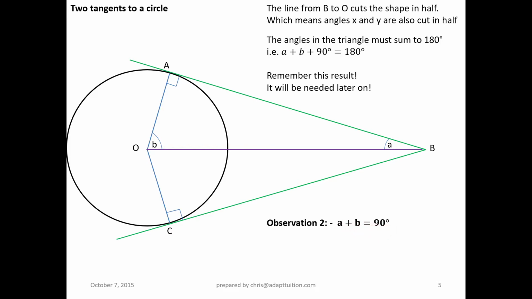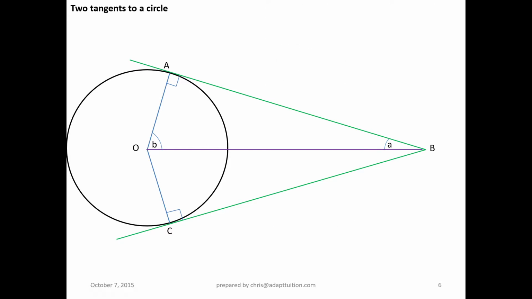We saw that because when we drew the purple line, we cut the quadrilateral into two right angle triangles, and this angle is 90. All the angles add up to 180, which means a plus b is 90. Alright, we're going again.